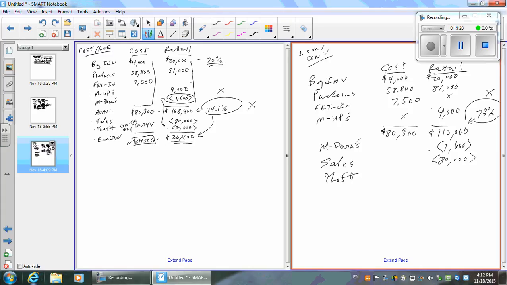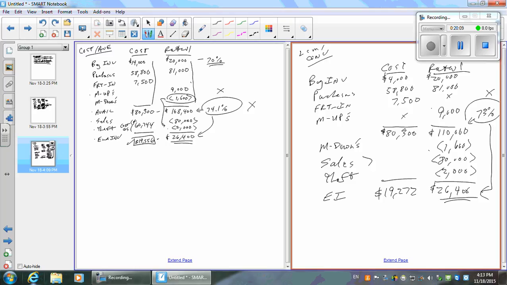It looks real intimidating until you start doing them, and it's not that bad. So now where are we? What do we have, you guys? Ending inventory. What is it at retail? It's 26,400. Same number. But what are we going to take it times? 73%. And what does that give me for an ending inventory, everybody? 19,272.